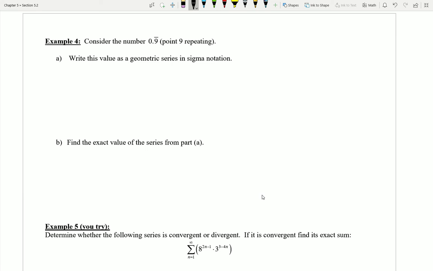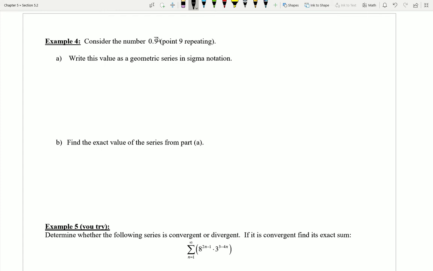Last video, we took a look at what a geometric series was and also how we could determine if a geometric series converges or diverges. Now, in example 4 here, we're going to take a look at how we can put to use these ideas to actually find a very interesting and surprising fact. So consider the number here, 0.9 repeating, right?